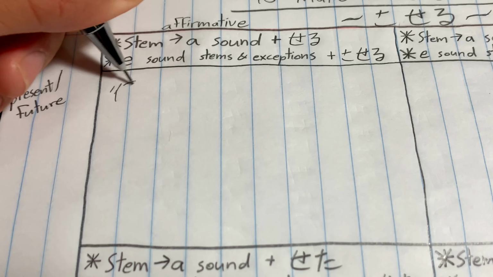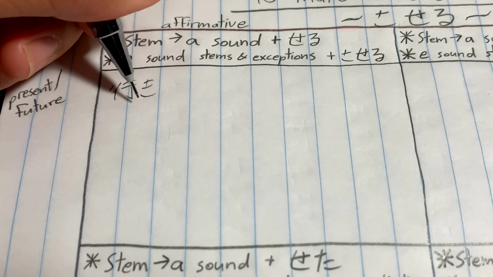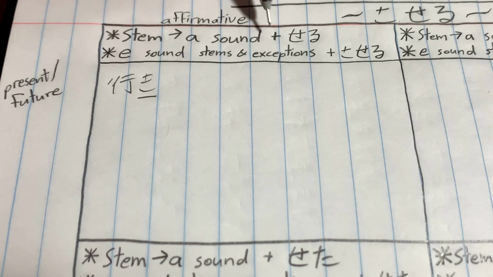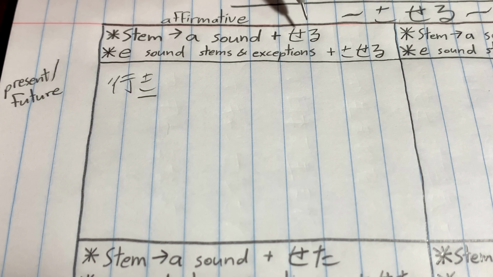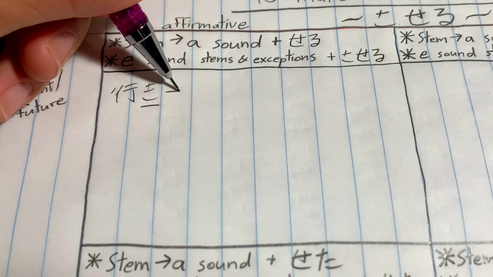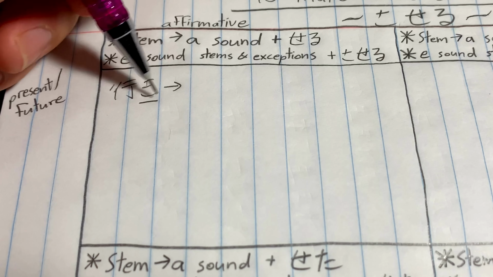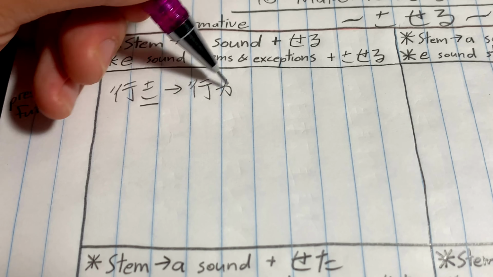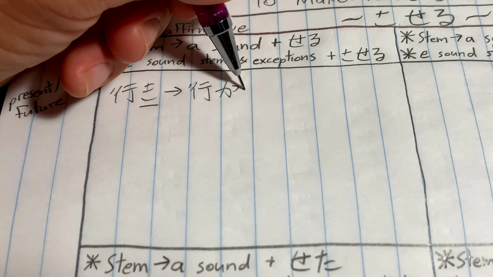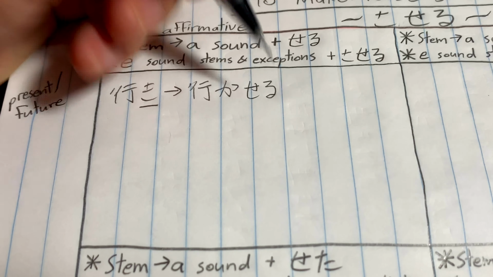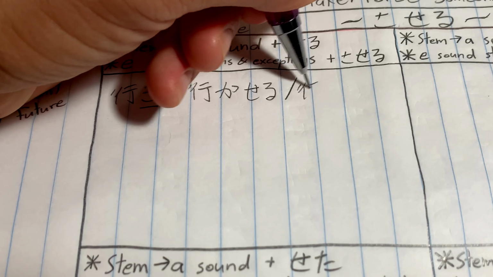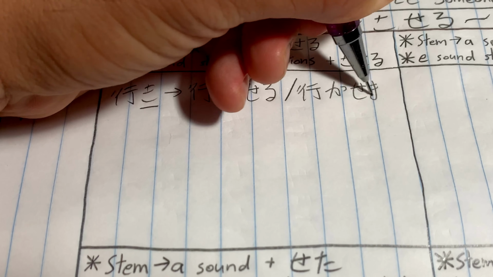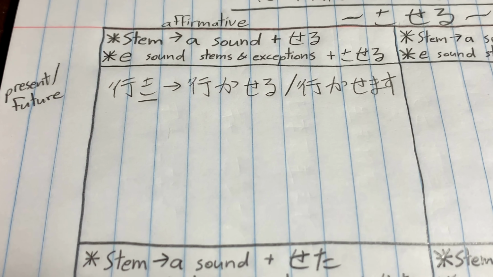Okay, so we have our verb stem here. And the rule is to take the stem, change it to the a sound, and then add seru or semasu. Okay, so iki, the ki turns to the a sound, so iki becomes ika, and then we add seru, ikaseru or ikasemasu, if you want to be a little more polite.